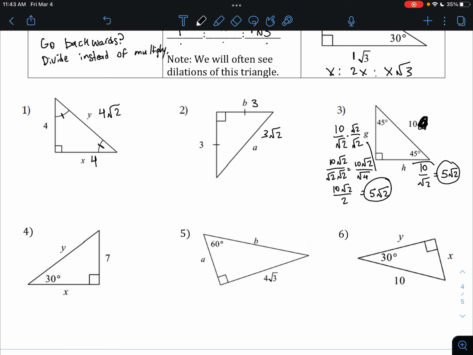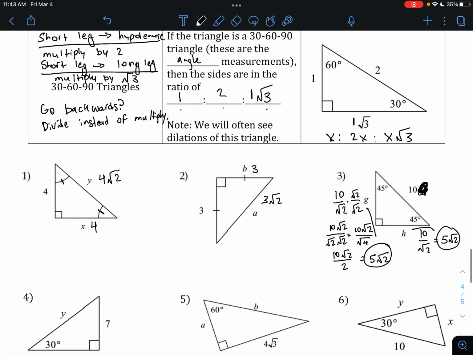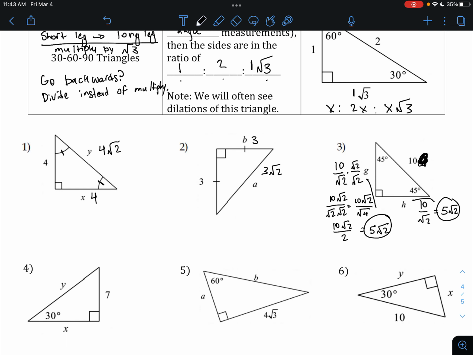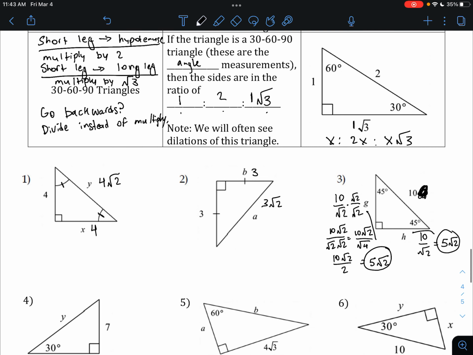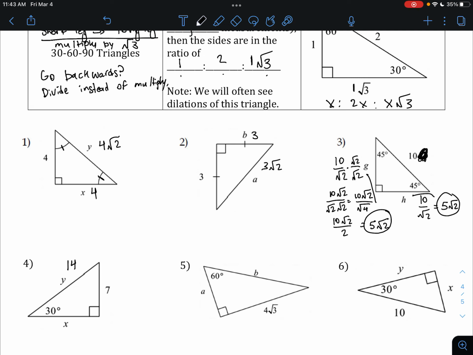Okay, so this number 4, this is just a basic problem. We're starting with our short leg. So if I'm given my short leg, I want to find my hypotenuse. And that is pretty easy to do. I just need to multiply by 2. So my short leg is 7, my hypotenuse is going to be 14. If I'm starting from my short leg and I want to know my long leg, I need to multiply by the square root of 3. So 7 multiplied by the square root of 3 becomes 7 square roots of 3.